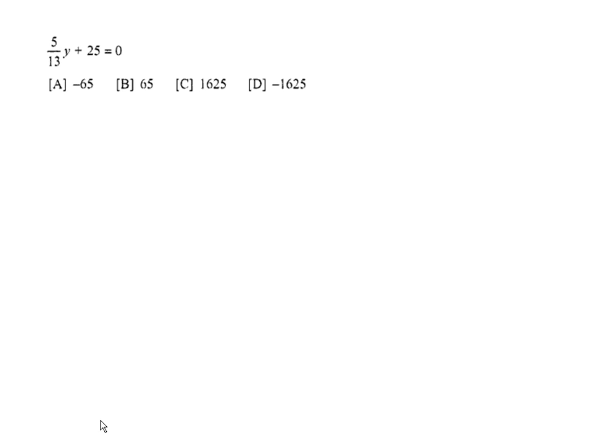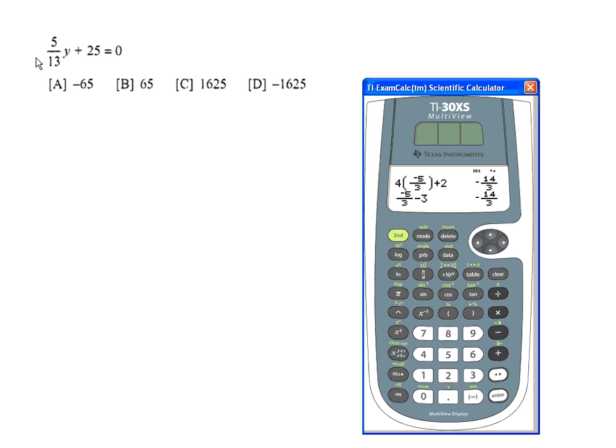So let's take a look at another one. Hopefully A will not be my answer here. We're going to plug in, starting with A. Now this is going back to this left-hand side has to equal 0. So we're going to start off with 5 over 13, arrow out, parentheses, and I'm going to put negative 65, close parentheses, plus 25. And if this equals 0, then that's my answer. And sure enough, my answer is A again.